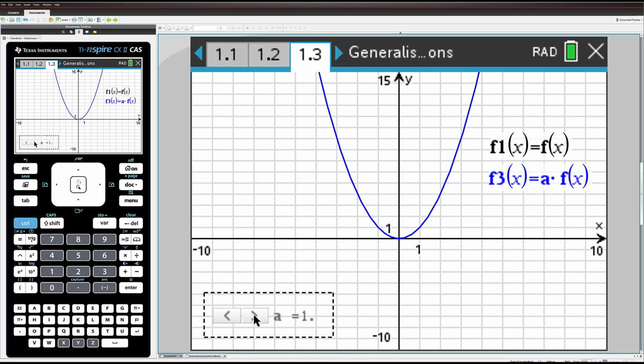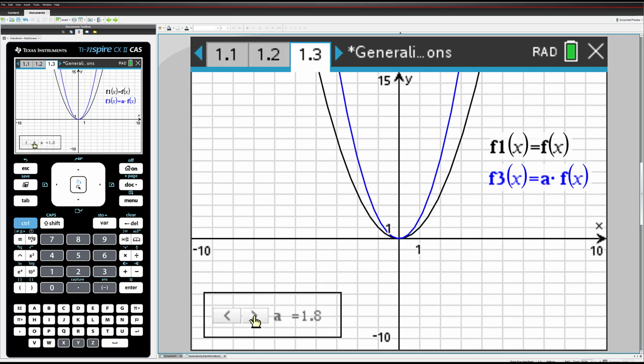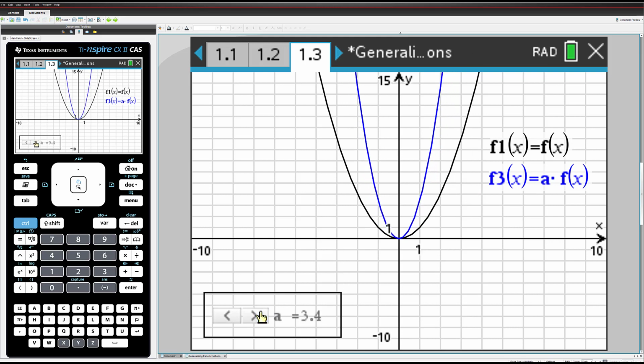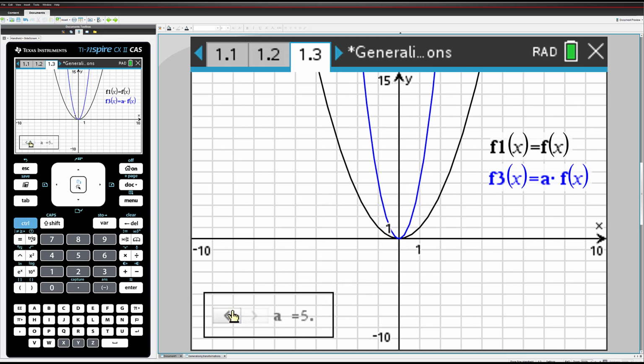If I increase the value of a, based on what we've just talked about, we expect the graph to get taller and thinner because we're multiplying the y coordinates by that value. So this is 1.2 times x squared. This is 1.4 times x squared, 1.6 times x squared, 1.8 times x squared. There's 2 times x squared, which was the graph we just looked at on the screen. All of the y coordinates have been doubled. And we can continue to make a bigger and it will make the graph taller and thinner.